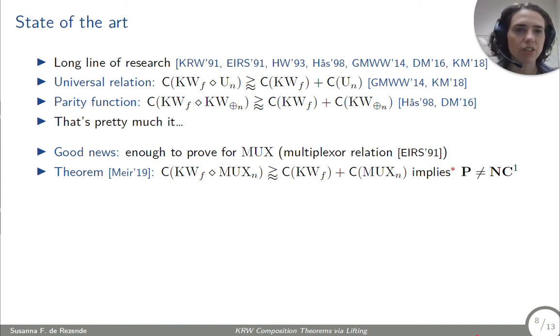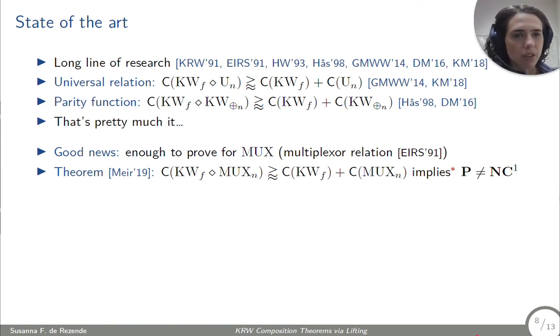So this is good news. We only need to show it for this one relation. We already know how to show it for the universal relation and for the KW game on parity, and now we only need to show it for multiplexer. But this seems like a harder problem. We don't know how to show it for multiplexer.